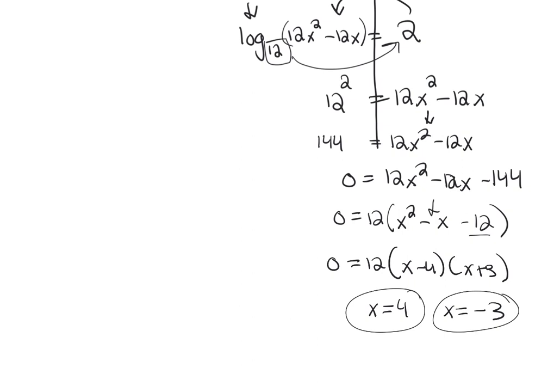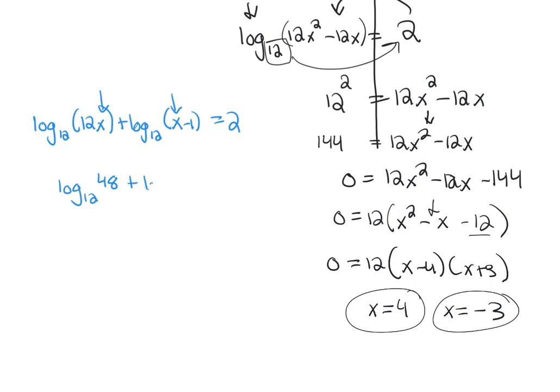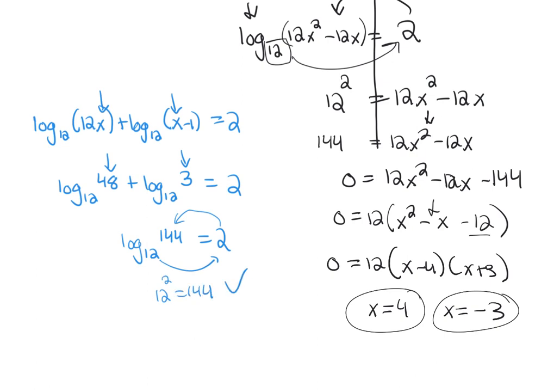Once again, you might not have room on your notes, so you can just watch this process. I will first check 4, so I'm going to plug in 4 here and here. That would give me log base 12 of 48 plus log base 12 of 4 minus 1, which is 3, equals 2. So here I can multiply. So log base 12, to condense, 48 times 3 is 144, equals 2. So is that true? Is 12 to the second power equal to 144? Okay, so the check works for 4.